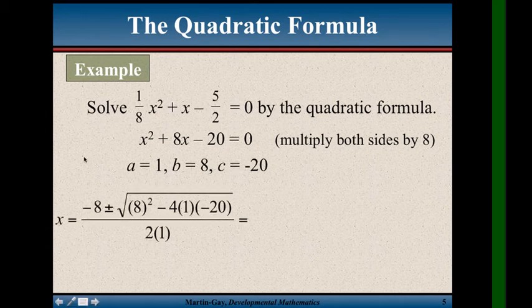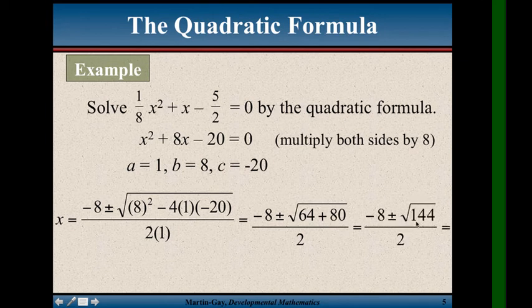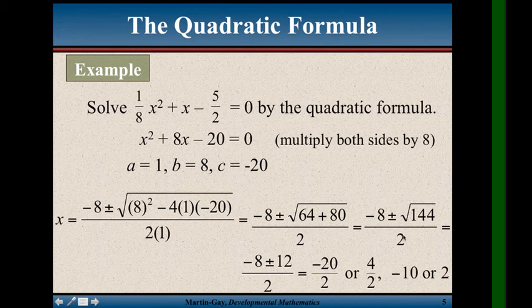So for this sample, we have negative 8 plus or minus the square root of 8 squared minus 4 times 1 times negative 20 over 2 times 1. So we have 64 plus 80, and that is the square root of 144. What is the square root of 144? That's 12. So we have negative 8 plus or minus 12 over 2, or we have negative 20 over 2 or 4 over 2, right? So negative 8 minus 12 is negative 20 over 2, and negative 8 plus 12 is positive 4 over 2.